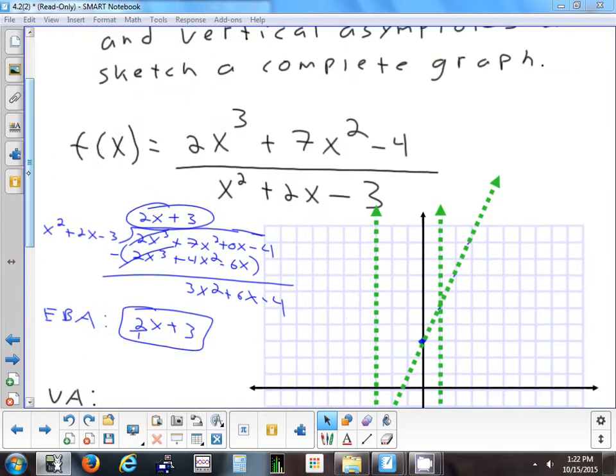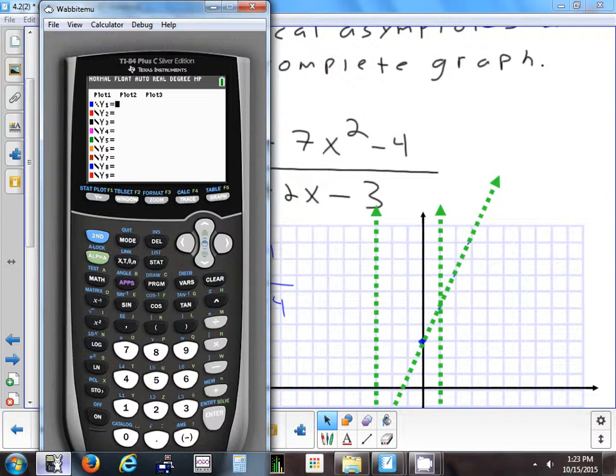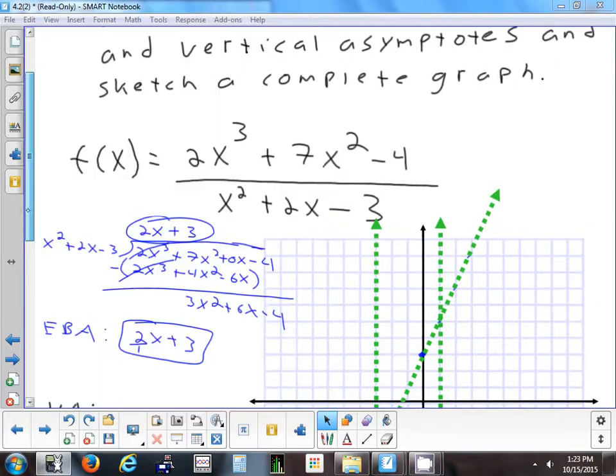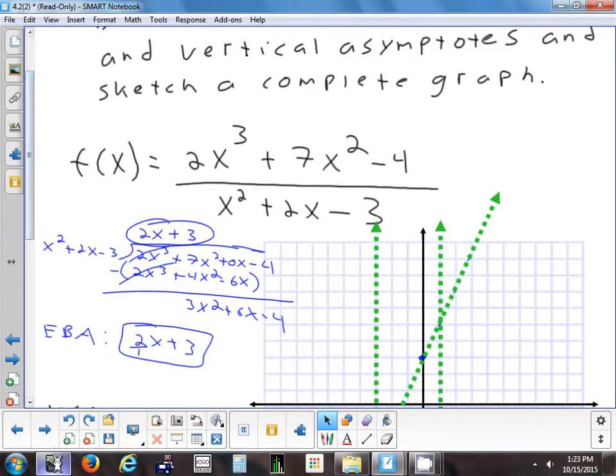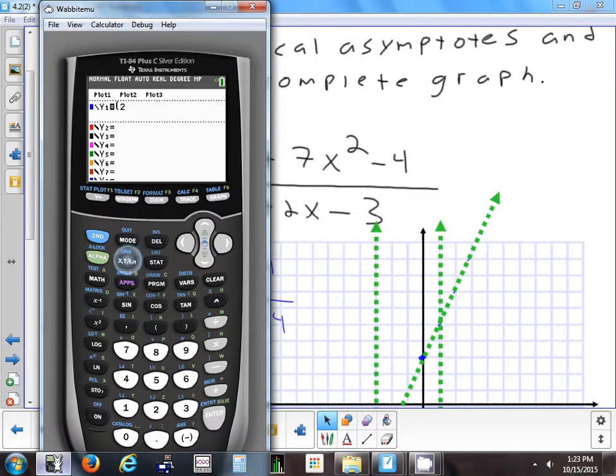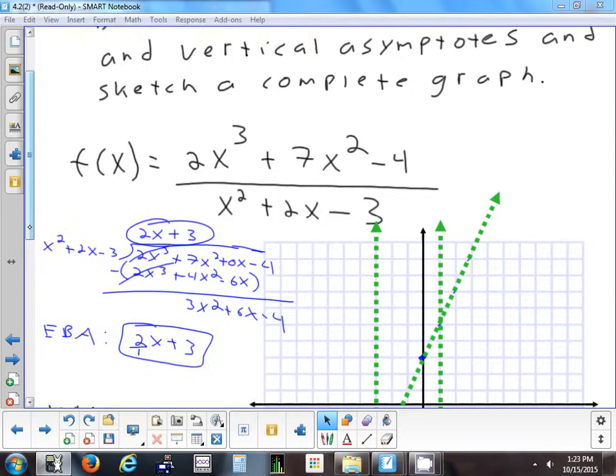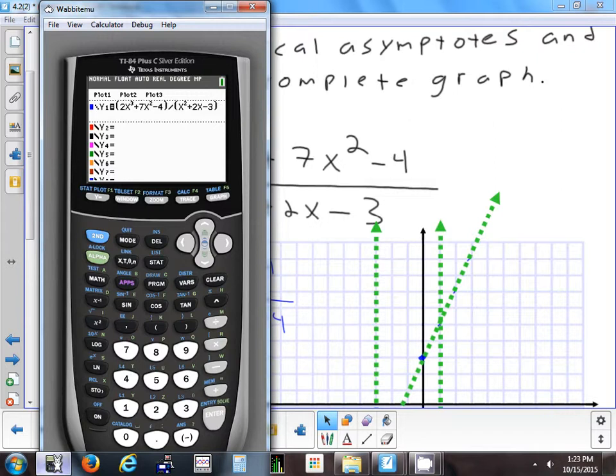So now we got to type it in. We've got 2x cubed, 7x squared minus 4, divided by x squared plus 2x minus 3. If we got everything correct, yeah, I think we're good.